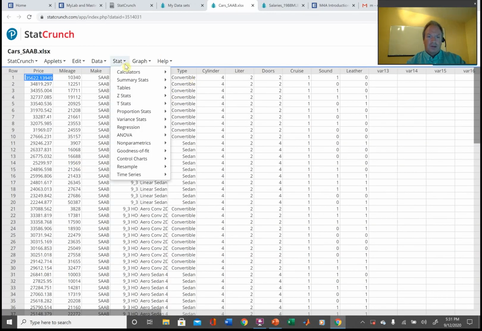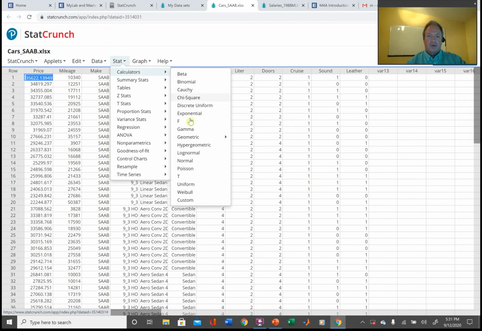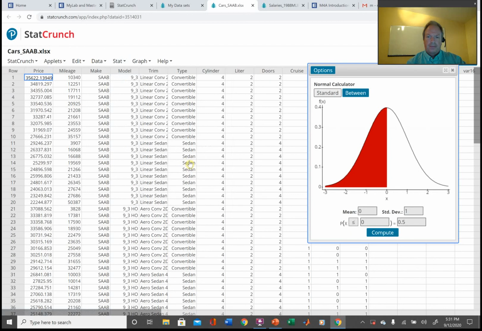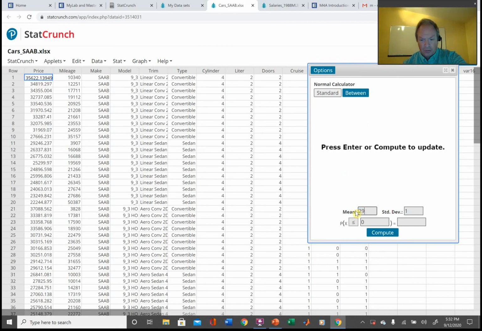And I'm going to go to Stat, Calculator, Normal. And I'm going to enter in my mean. So the first thing StatCrunch does is, okay, you want to work with a normal distribution. Tell me which one. Well, what are the two pieces of information I need to uniquely identify a specific normal distribution? Well, the mean, which is 29,500, and the standard deviation.